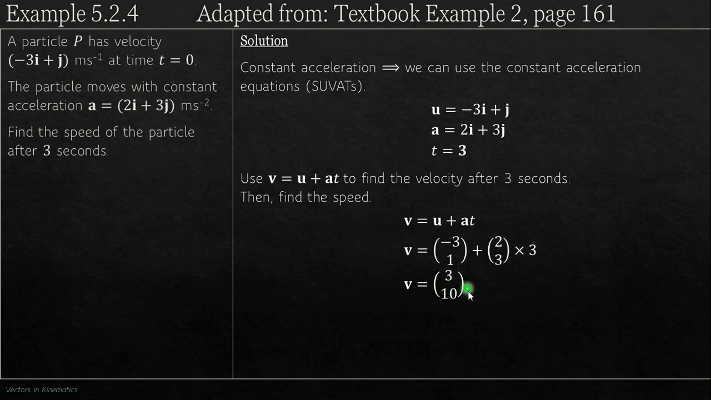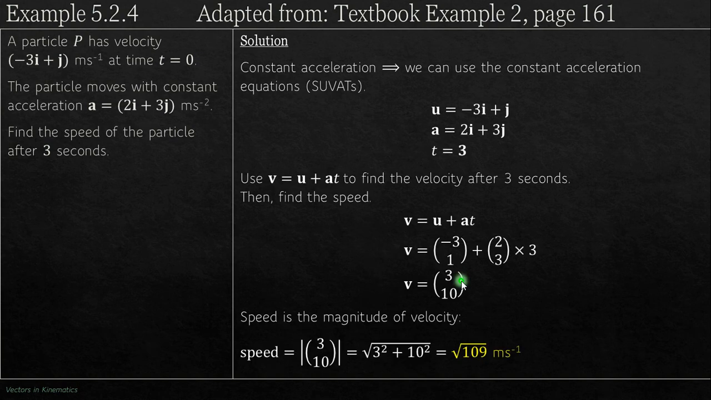I've got a velocity of (3, 10), but that's not the final answer. We need to turn that into a speed. So the magnitude of velocity is speed, and the magnitude of this, using Pythagoras, is root 109 meters per second. You could write that as a decimal in 3 significant figures if you want to, but that's how I'm going to leave my answer.